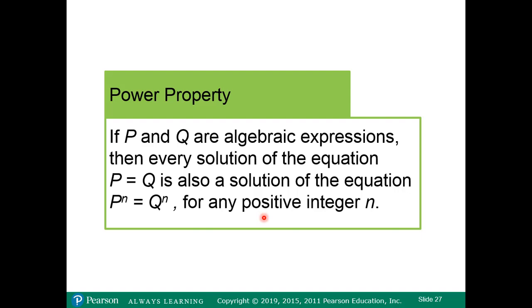Now, power properties. Let's take a look at this. If P and Q are algebraic expressions, then every solution of the equation P equals Q is also a solution of the equation P to the nth power equals Q to the nth power, for any positive integer n.